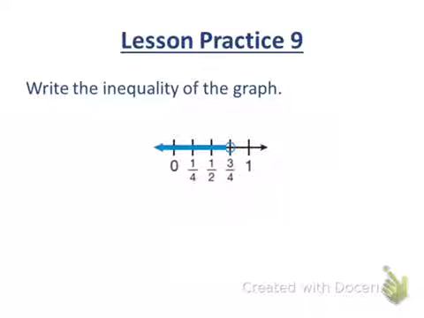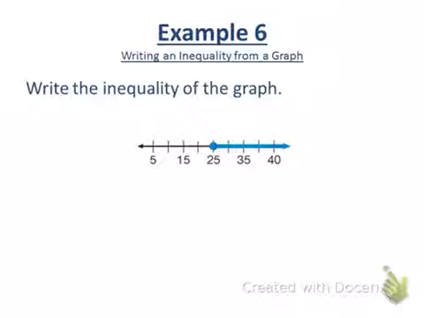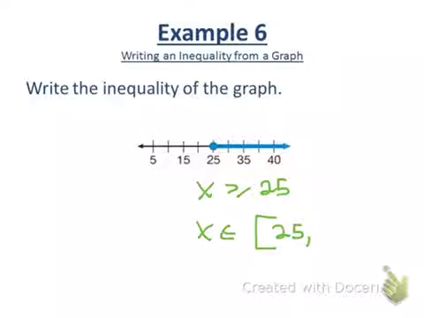Visa, do this one for me. What would the inequality be? The inequality would be x is greater than or equal to 25. All right? Interval notation? Let's go to Toddy. Interval notation. X is an element of bracket, 25, infinity. Yeah, good.